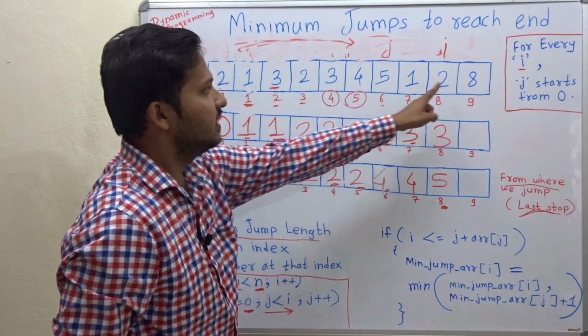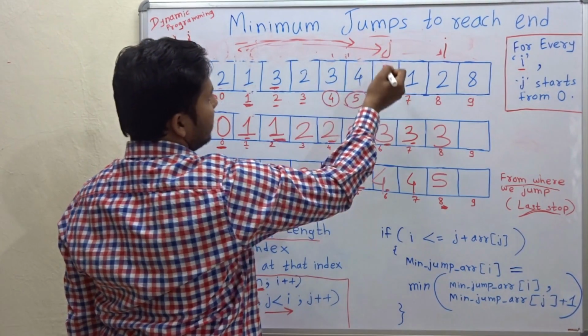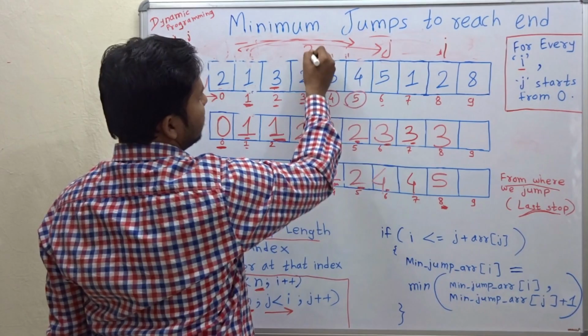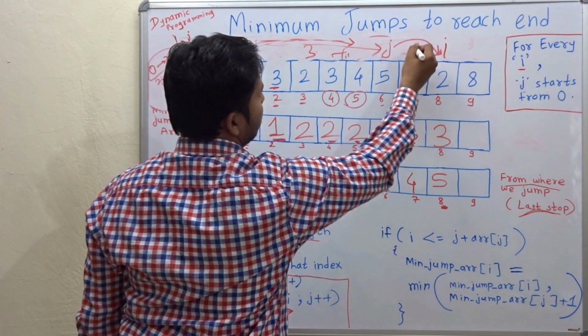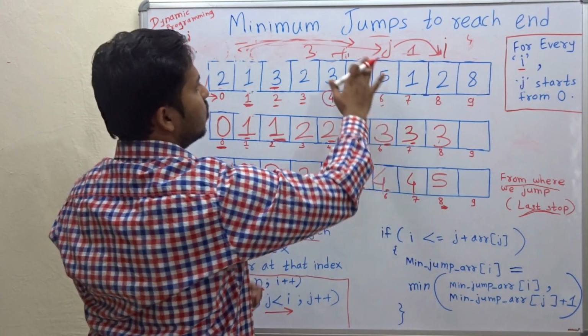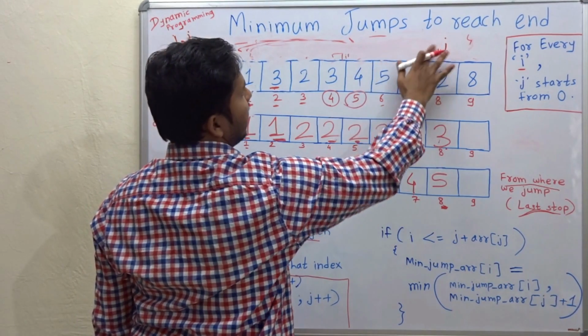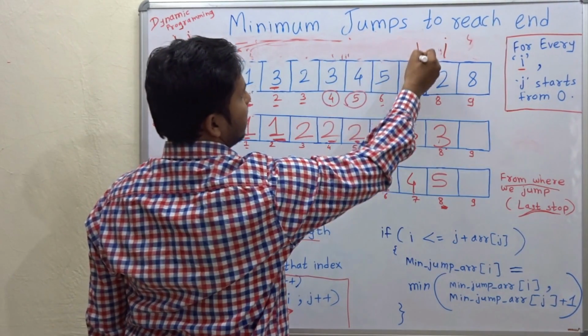So yes, it is in range. So I is in range of j. So to reach j, how many jumps are needed? 3 plus this 1 jump. So 3 plus 1 is 4, but 4 is greater than 3. So we keep 3 as it is and we increment j.